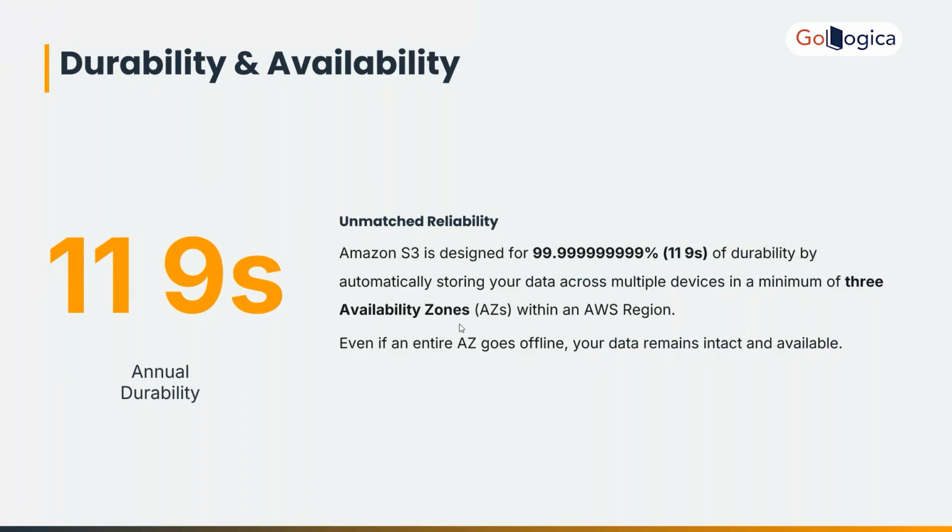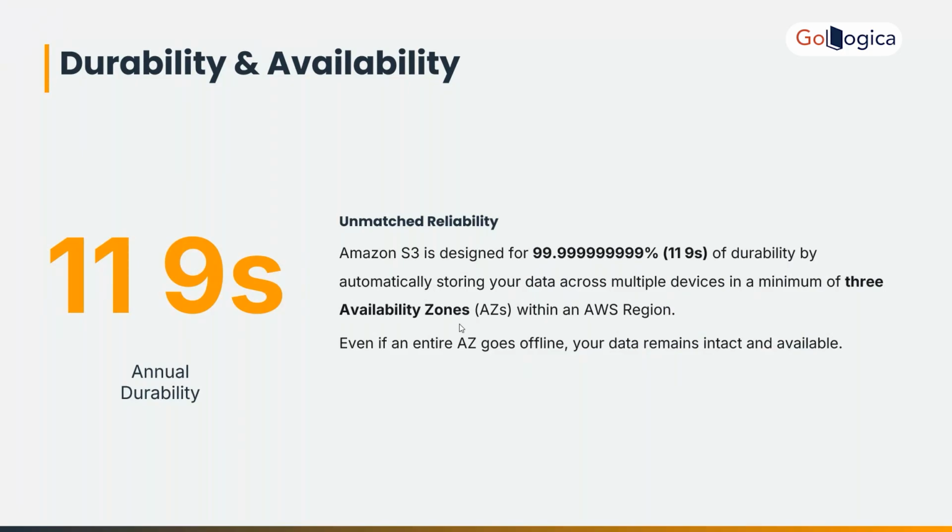But within the region, AWS replicates your data across multiple availability zones. When they do that, your data availability and durability increase. Device level failures will not destroy your data, because it is replicated across multiple devices. And even if your AZs fail, your data will still be intact, because it is copied across three or more availability zones.